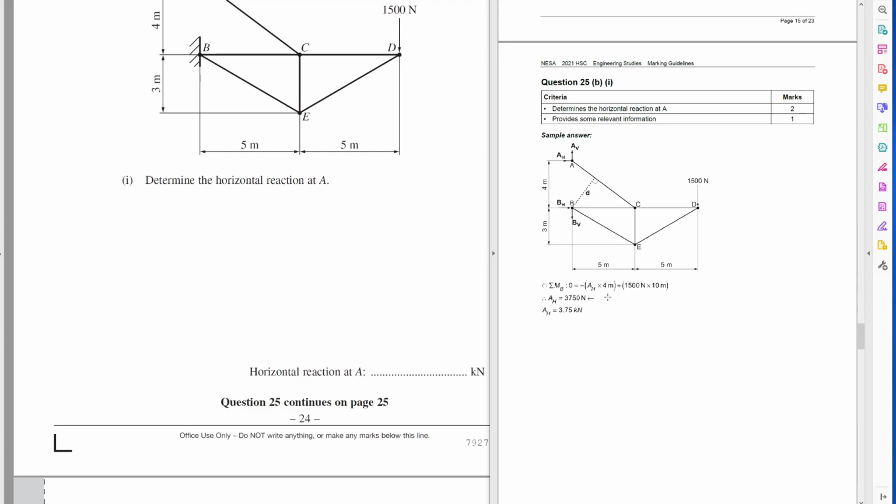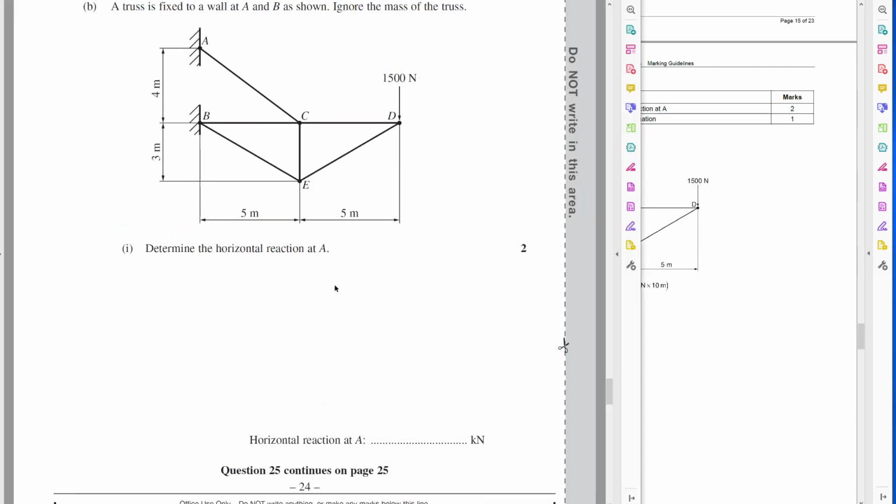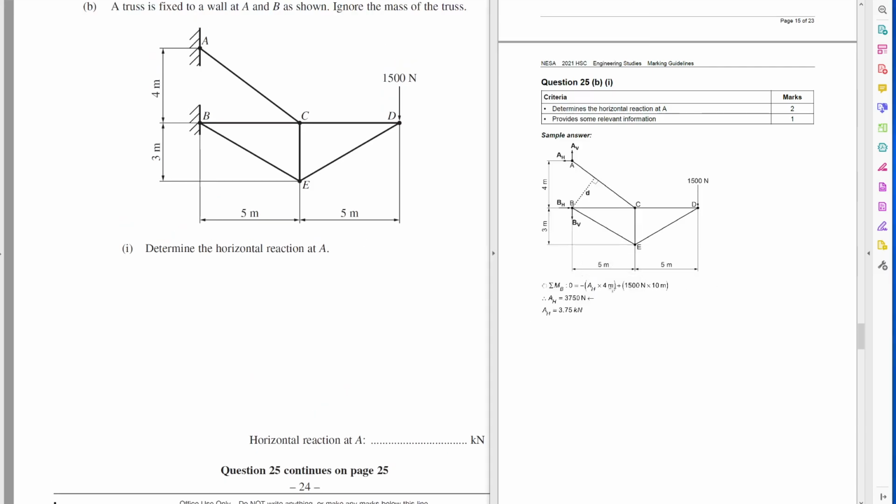I have enough experience talking to HSC markers to say that if you take any marks, if you write some of the moments about a location, and you plug in some numbers, you're probably going to get 1 mark. So if you just said sum of the moments about B, and you multiplied 1500 by 10, if you did nothing else, you probably get 1 mark.